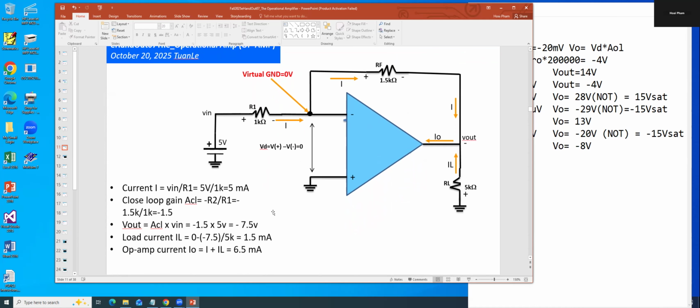And let me try to explain to you here. Current I. If you want to calculate the current I here, you know this side is ground, this side is power. So you take the power divided by R1, you get the current I. See that? Current I equals V in divided by R1. 5 volt divided by 1K, you get 5 milliamp.